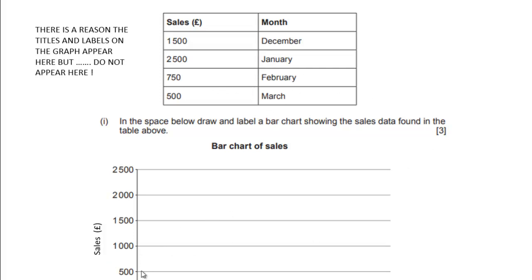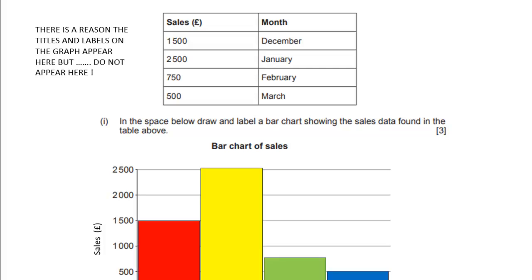And then of course in March is 500, so that's on. So your graph would look very similar to this. So you can see now we've actually got in the February one, I've done it halfway. It's slightly over halfway, but it gives the examiner the idea that you know roughly what you're doing.